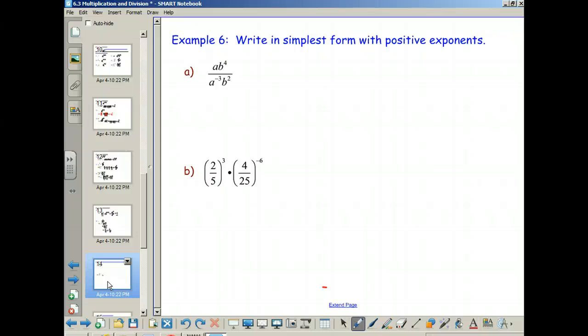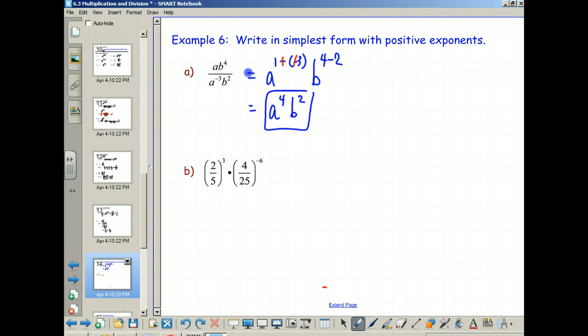So I'm going to use the properties as much as possible exactly like they are. Property number 2 says that if I have an a on top and an a on bottom, then I can subtract the exponents. So my exponent on top is 1 minus my exponent on bottom, which is negative 3. Now I can do the same thing with b. b has an exponent on top of 4, and I can subtract the exponent that is on b on the bottom, which is 2. If I simplify this, minus a negative becomes addition. So 1 minus negative 3 is actually a to the 4th. And then b to the 4 minus 2 would be b squared. And that is simplified form with positive exponents.